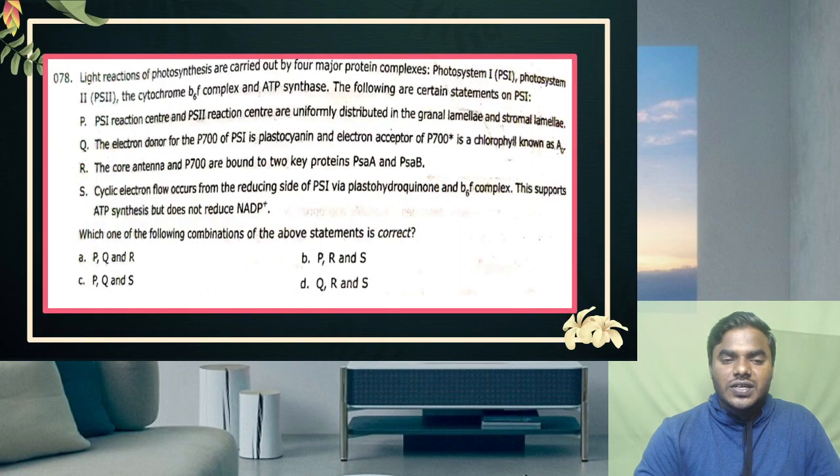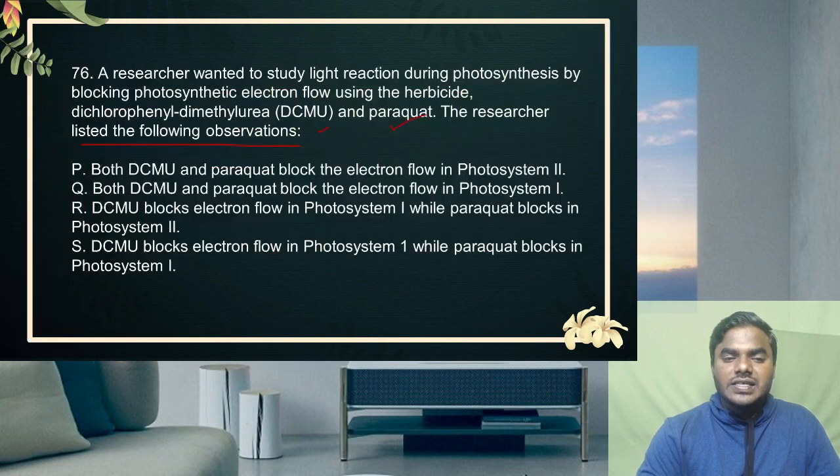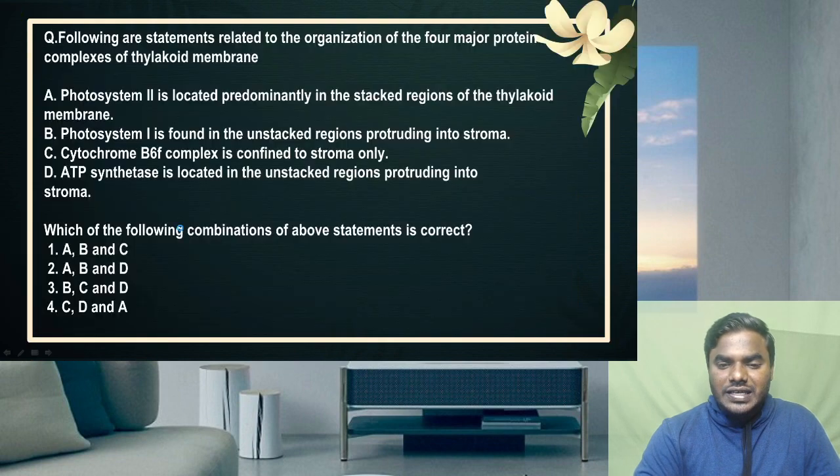Now you only look into this. You can answer it very easily. Both DCMU and paraquat block the electron flow in photosystem 2. Wrong. DCMU in the photosystem 2. Both DCMU and paraquat block the electron flow in photosystem 1. No, not at all. DCMU blocks electron flow in photosystem 1. Paraquat blocks the electron flow in photosystem 2. Now you only look into the picture. You can tell it easily.